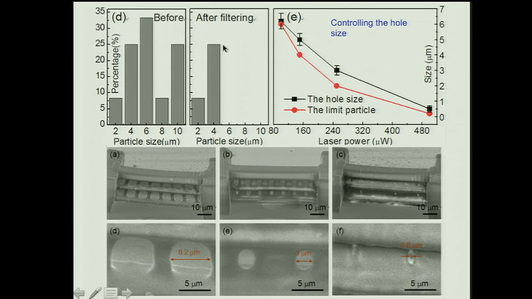So here I summarize the filtering result using this microchip. You can see that this integrated biochip can completely separate the microparticles with a size larger than 5 microns. And here, the size of the holes formed in the microfilters can be changed, in this case from 6.2 microns to 0.6 microns, by adjusting the laser power for the two-photon polymerization process. Therefore, different sizes of microparticles, or even different sizes of biosamples, can be separated by using microfilters having different hole sizes.